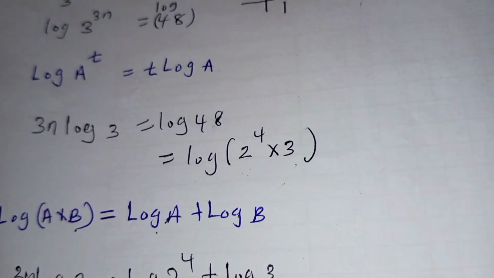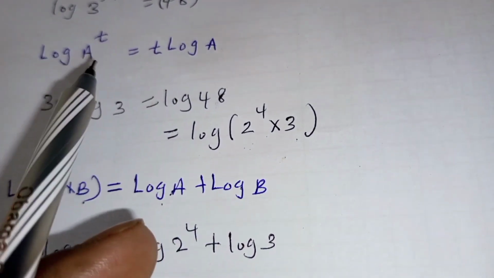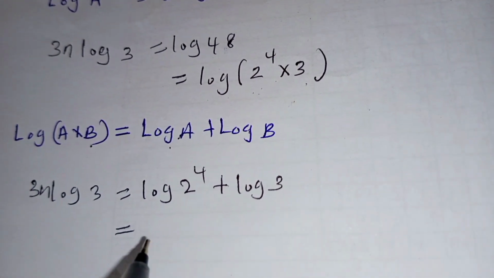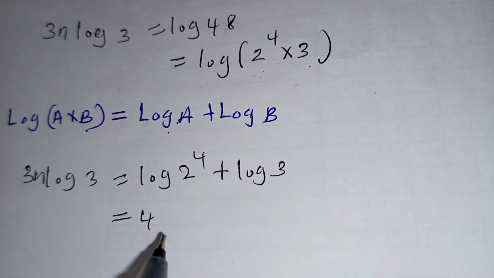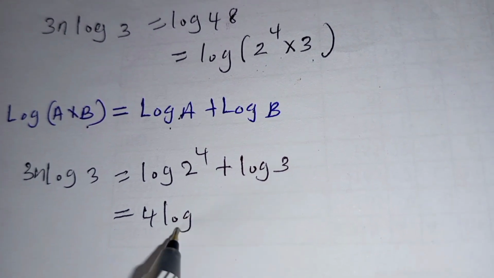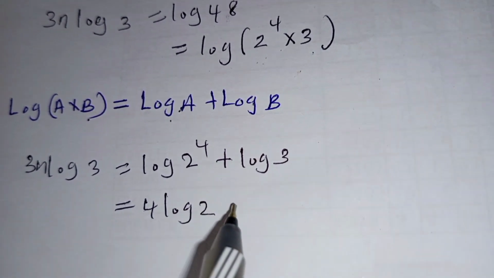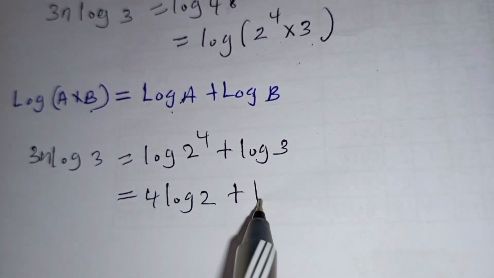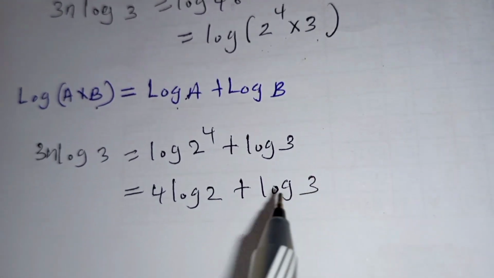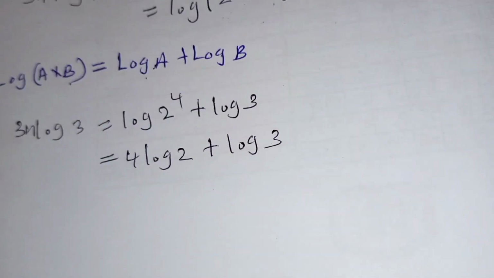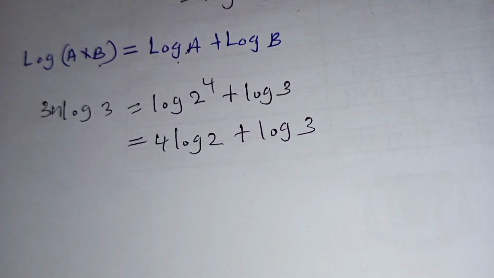Then by this law here, our exponent is 4. So we shall have 4 log of 2 plus log of 3. Then we divide by log of 3 throughout.